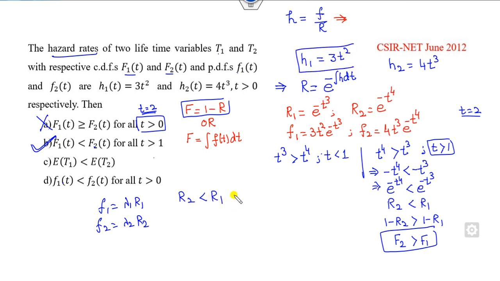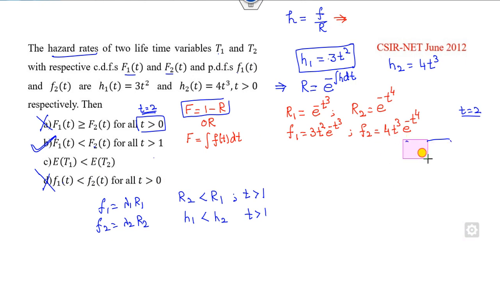R2 is less than R1 when t is greater than 1, and when t is greater than 1, what is the relation between H1 and H2? So definitely H2 is greater than H1, but if you take the product of them, you will not find a relation between them. How do you find the expected value? Again, that's very simple.